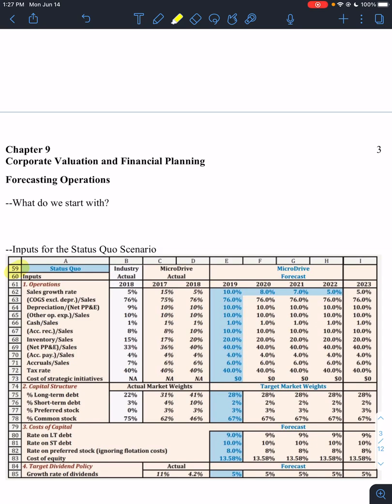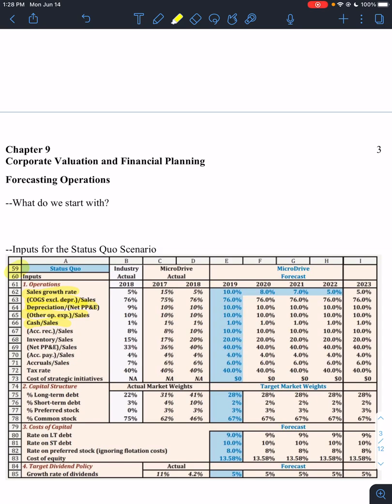That we need to have some inputs into our model. We've got to make some assumptions. Hopefully best guesses, not just wild guesses. So what we have here is they estimated a sales growth rate, cost of goods sold as a percentage of sales, depreciation as a percentage of net property, plant, and equipment, other operating costs as a percent of sales. Notice all of this is as a percent of sales, right?